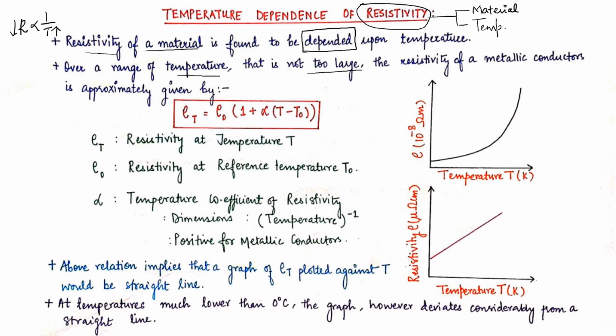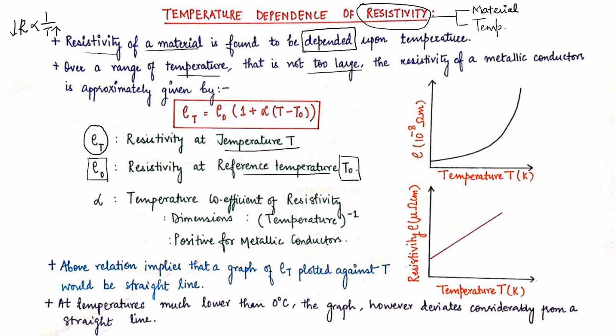rho T equals rho naught into 1 plus alpha into (T minus T naught). Here what do rho T, rho naught, alpha, T and T naught imply? See, rho T is the resistivity at a temperature T, whereas rho naught is the resistivity at a reference temperature T naught.